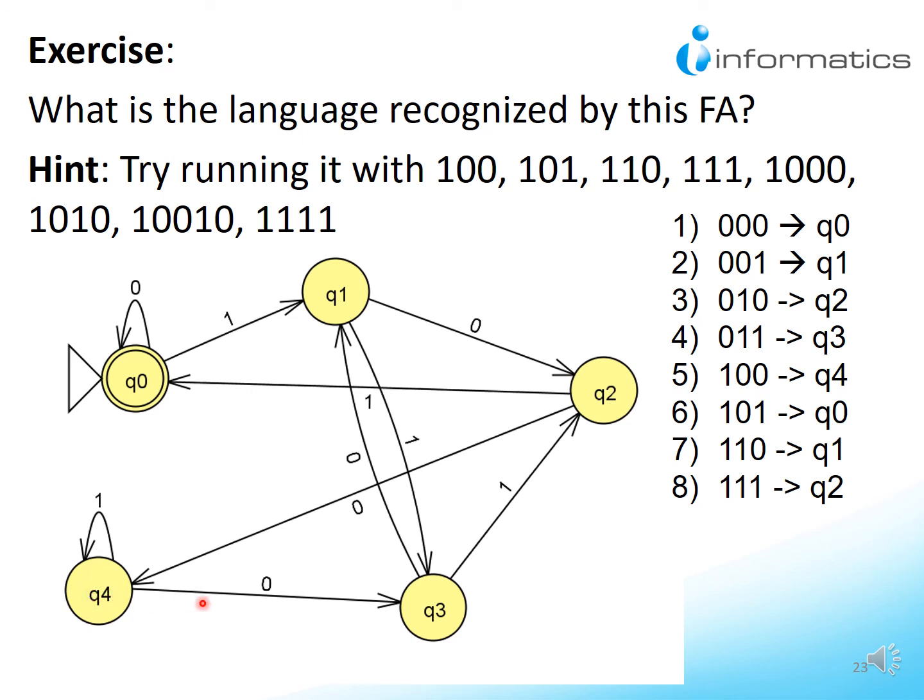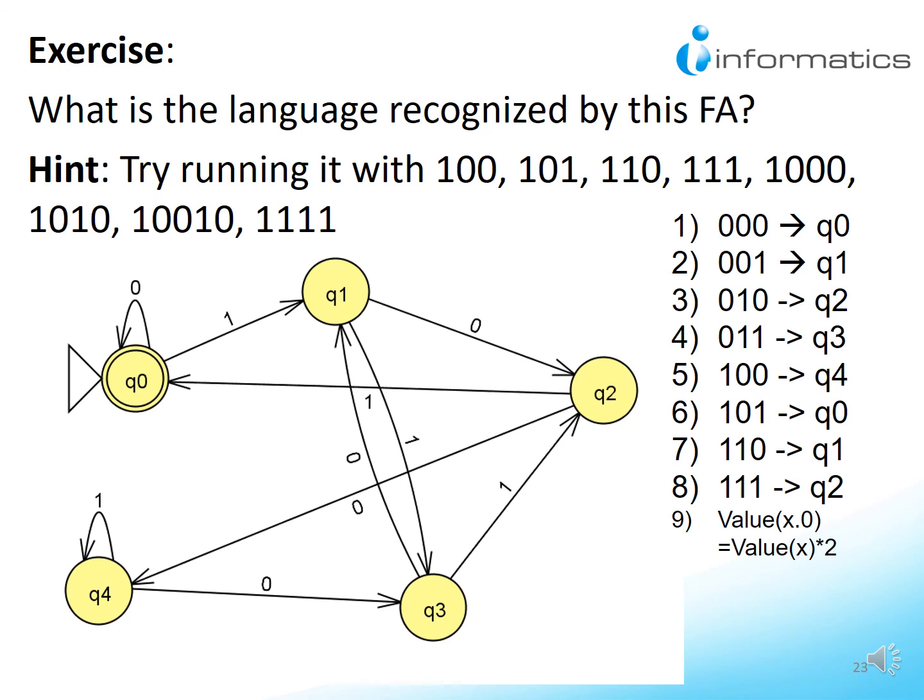Q4 sees a 0, which means times 2. Q4 times 2, 4 times 2 is 8. 8 mod 5 is 3. Q4 sees a 1, that means what? 4 times 2 plus 1. 4 times 2 is 8 plus 1 is 9. 9 mod 5 is 4.